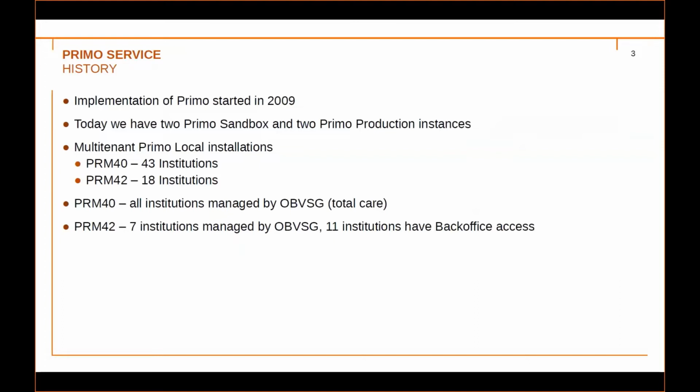We have two large installations. One of the instances has 43 institutions, which are all managed by us. So we are taking care of the back office configuration and all the Primo view configurations and the customization package. And we have a second installation where we only manage a part of the institutions, 7 of them, and the larger institutions, university libraries, do have back office access and they manage the customization package on their own.